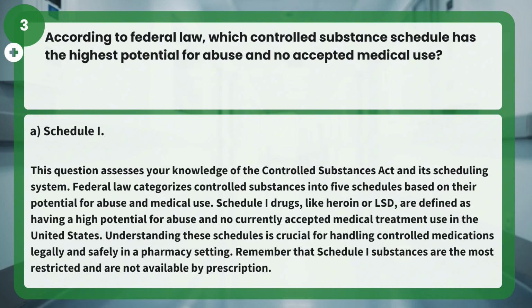Answer: A. Schedule 1. This question assesses your knowledge of the Controlled Substances Act and its scheduling system. Federal law categorizes controlled substances into 5 schedules based on their potential for abuse and medical use. Schedule 1 drugs, like heroin or LSD, are defined as having a high potential for abuse and no currently accepted medical treatment use in the United States. Understanding these schedules is crucial for handling controlled medications legally and safely in a pharmacy setting. Remember that Schedule 1 substances are the most restricted and are not available by prescription.